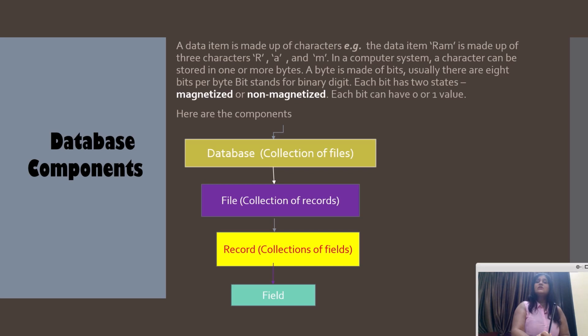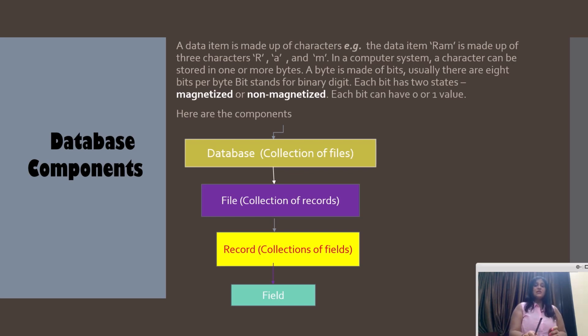So here we will see the definition of how the bits are stored. A data item is made up of characters, like the data item RAM is made up of 3 characters R, A and M. In our computer system, a character can be stored in 1 or more bytes. A byte is made of bits, we know 1 byte equals 8 bits. Usually there are 8 bits per byte, and bit stands for binary digit. A bit consists of 0 and 1, magnetized and non-magnetized. So each bit has the value 0 or 1.